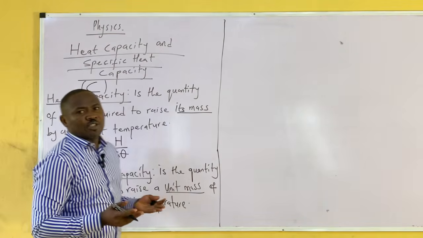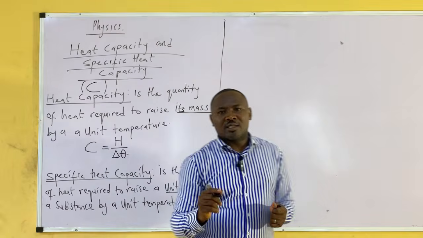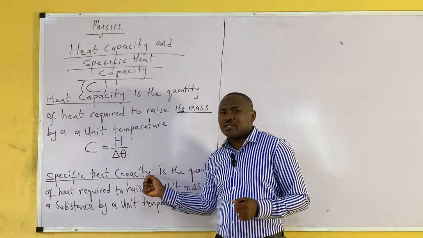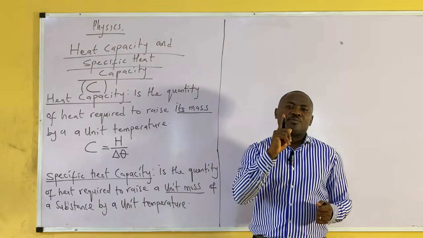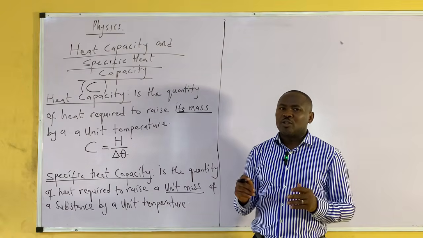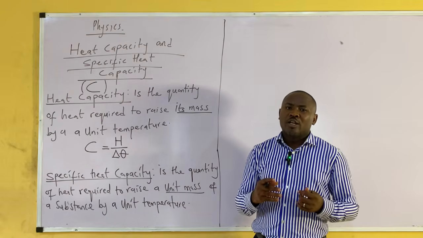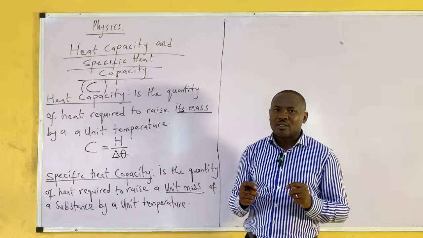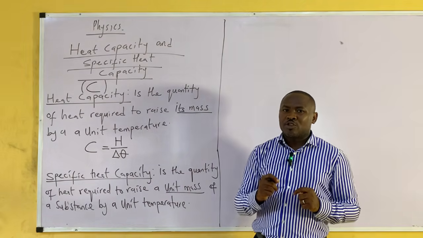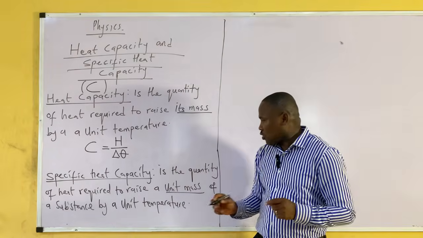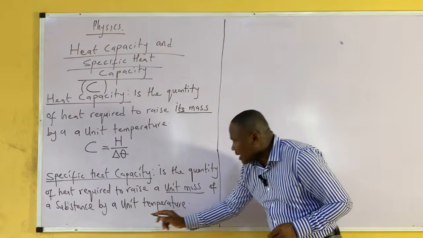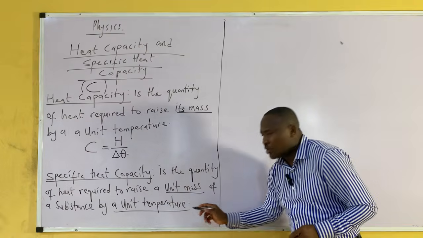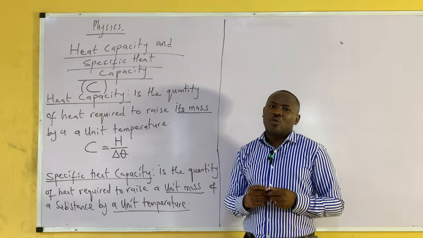Now, what about specific heat capacity? It's just the same thing, but the only difference is that specific heat capacity is talking about just a unit mass of the body. So it is the amount of heat required to raise the temperature of a unit mass of the substance by 1 degree Celsius or 1 Kelvin. That's what we also call a unit temperature. So it's either 1 Kelvin or 1 degree Celsius.